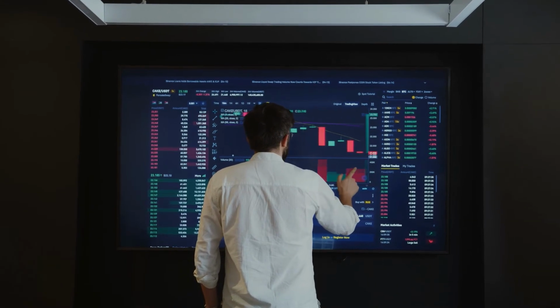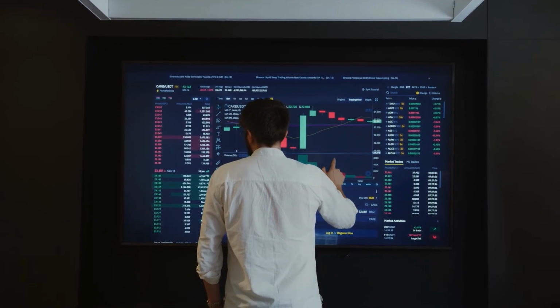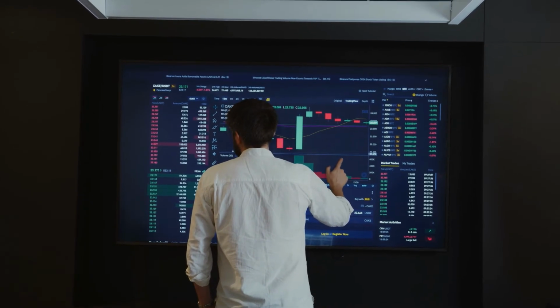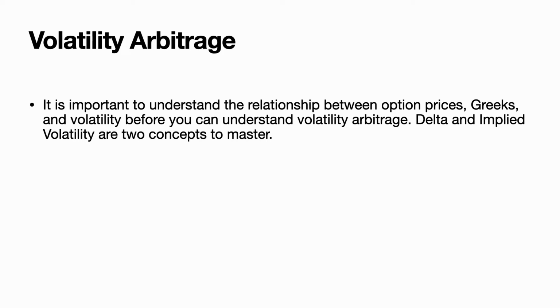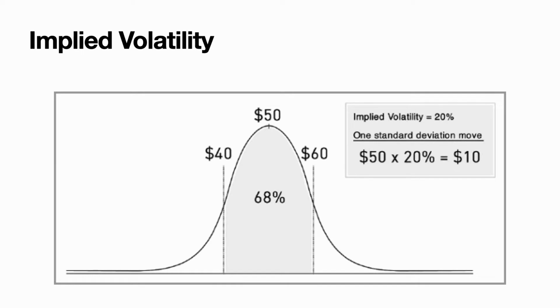Volatility arbitrage isn't as intimidating as it appears at first, so let's explore why it isn't as hard as you may think. Volatility arbitrage. It is important to understand the relationship between option prices, Greeks, and volatility before you can understand volatility arbitrage. Delta and implied volatility, IV, are the two concepts to master.